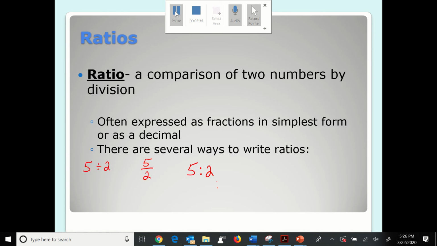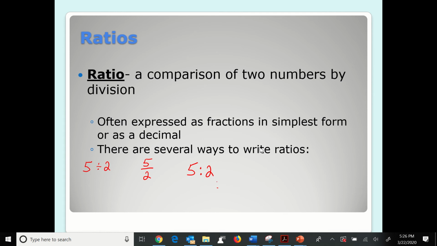A ratio is a comparison of two numbers by division. It's often expressed as a fraction in simplest form or as a decimal. There are several ways to write ratios. 5 divided by 2, that is a ratio. 5 divided by 2 this way, that is a ratio. You might look at that and say 5 to 2 as well. Or this way, 5 to 2, with a colon.